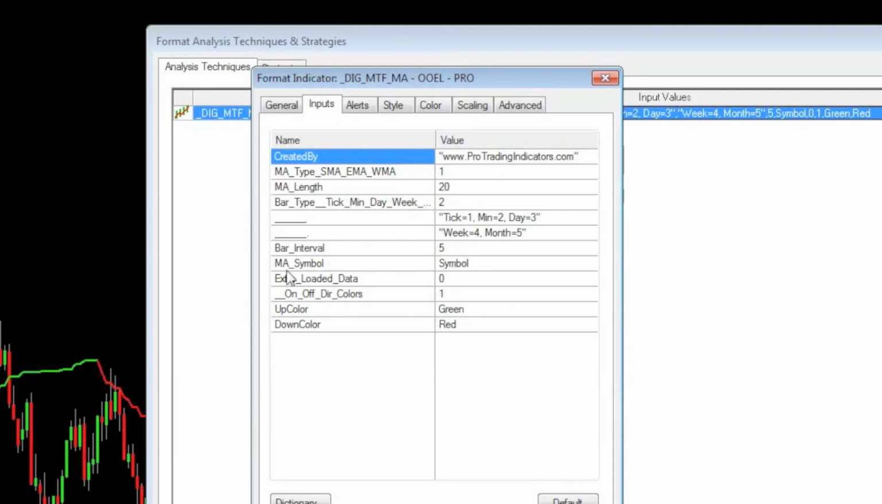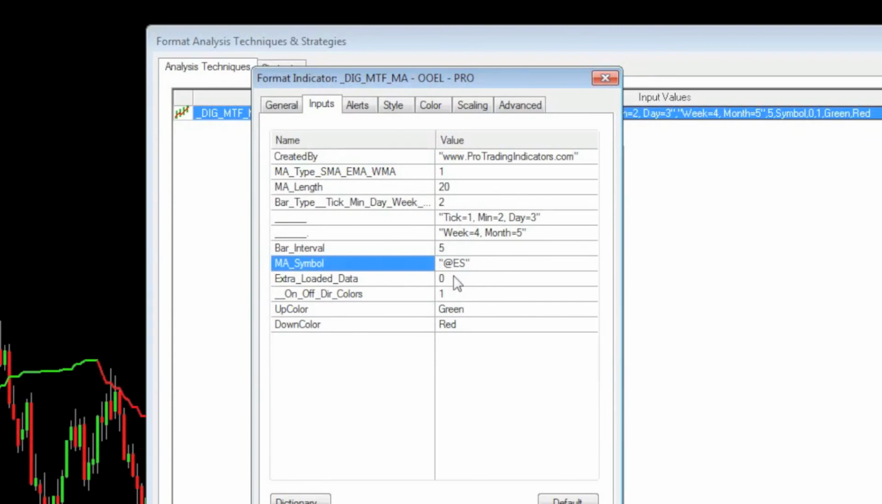And here is where you can insert a different symbol. If you're just using the symbol on the chart, you leave it alone. If you want to insert a different symbol, you have to hit the quotation mark, open quote, and another symbol, and then end quotation. And that allows you to reference a different symbol entirely.